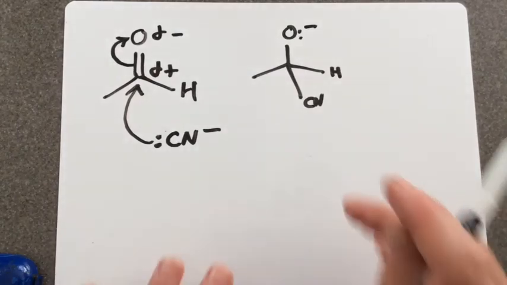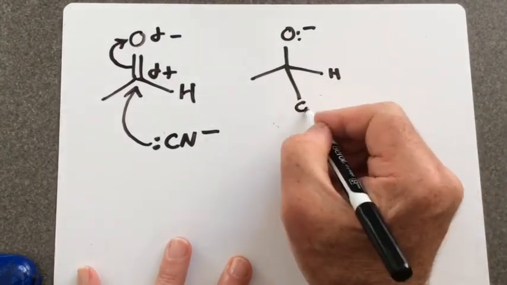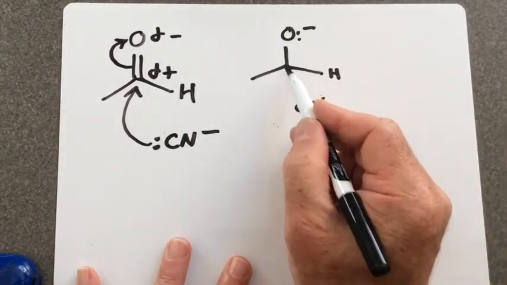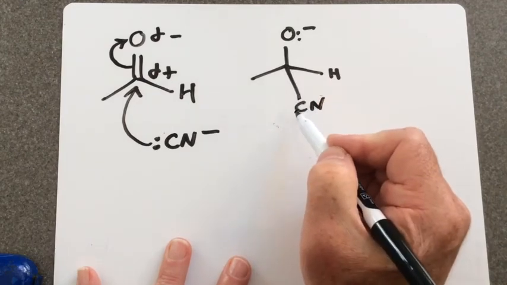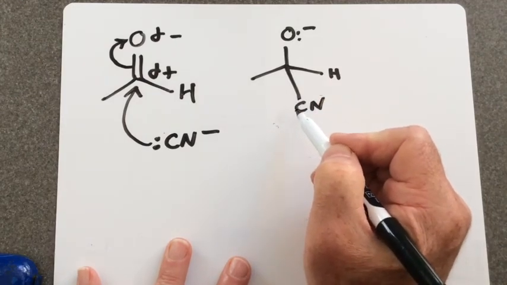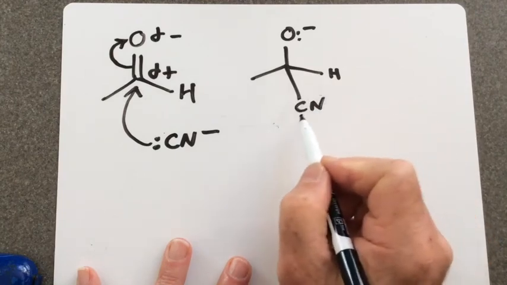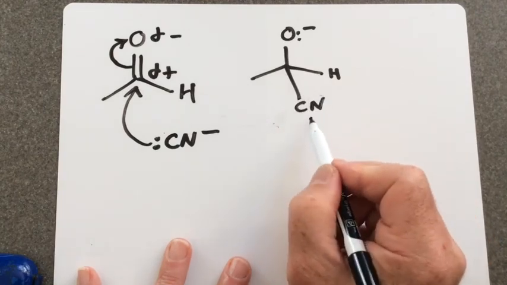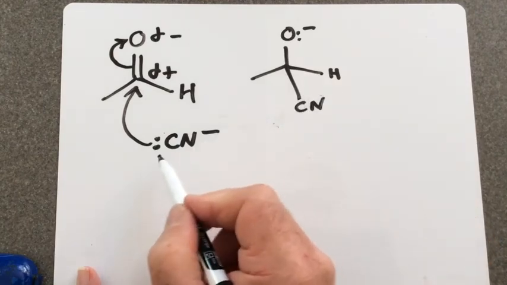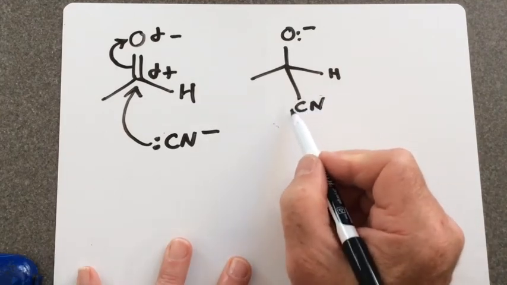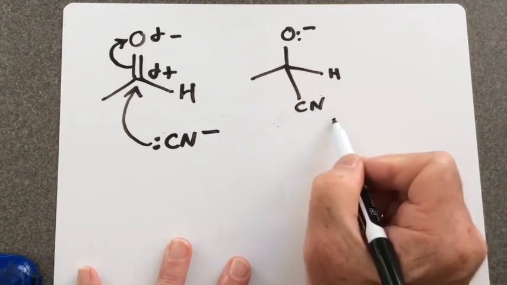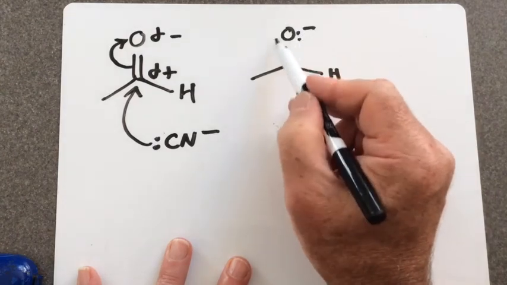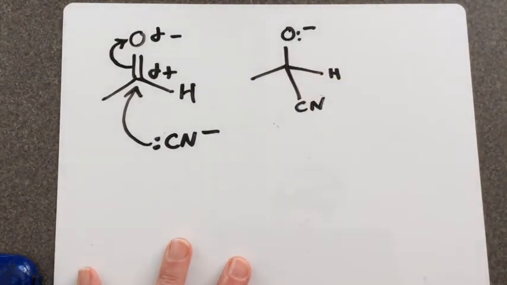What I'm interested in, I'll make that a bit clearer, is I've formed a bond between my carbon and my carbon. Oh, that's interesting. So I've got what's called a nitrile group. Cyanide ion makes a nitrile group. And then we've got what we've seen before in this mechanism.